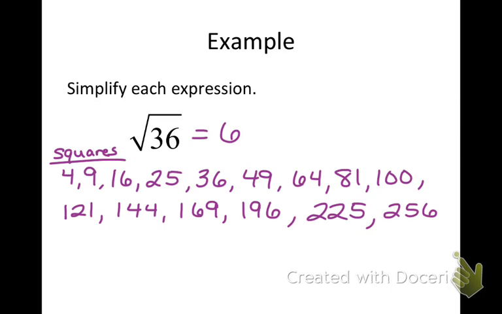Okay, so we got our perfect squares. So you should be able to take the square root of any of those and get to the right answer, right? All right, what about our cubes?